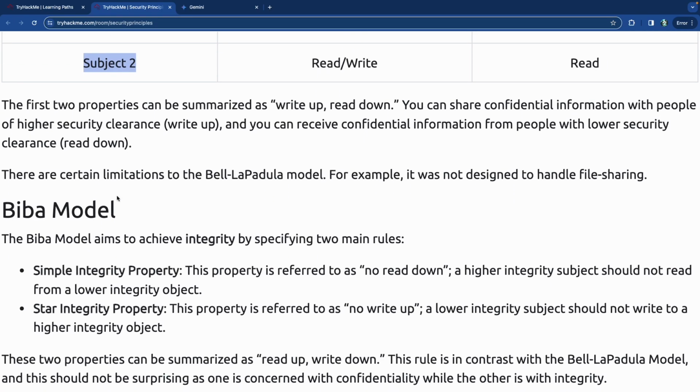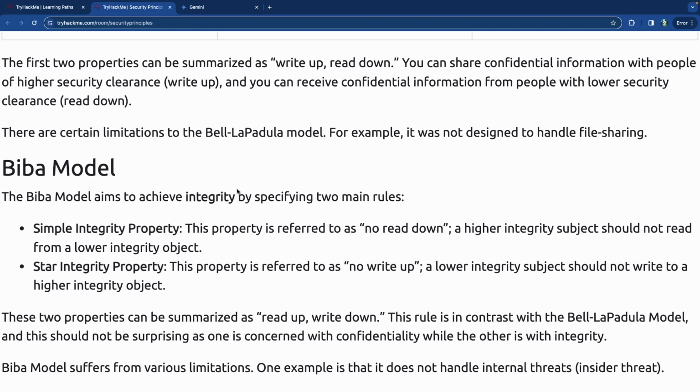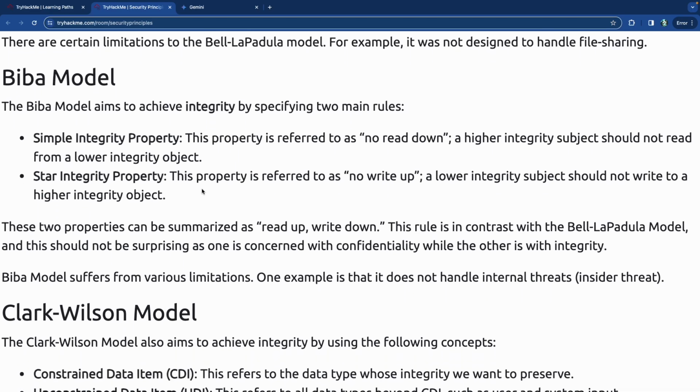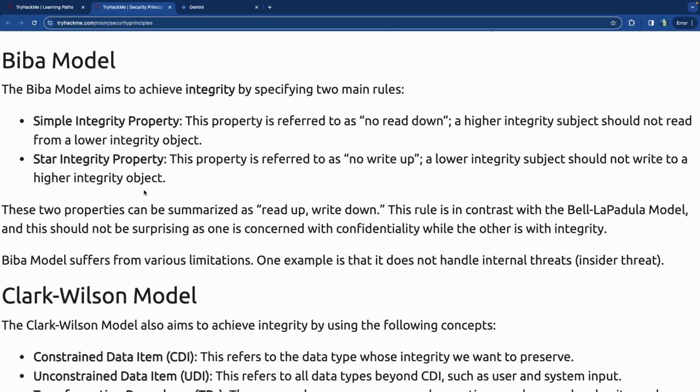There are certain limitations to the Bell-LaPadula model. For example, it was not designed to handle file sharing. Now, the Biba model aims to achieve integrity by specifying two main rules: simple integrity and star integrity. Simple is referred to as no read down. A higher integrity subject should not read from a lower integrity object. The star is referred to as a no write up. A lower integrity subject should not write to a higher integrity object.